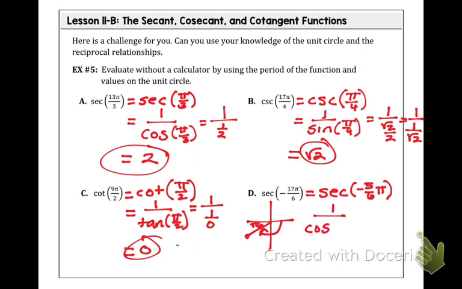Remember, the co's don't go together. So the cosine, or my horizontal displacement there, is going to be longer. So it's going to be root 3 over 2, but it's going to be negative root 3 over 2. The reciprocal of that is negative 2 over root 3. Rationalizing that gets you negative 2 root 3 over 3.